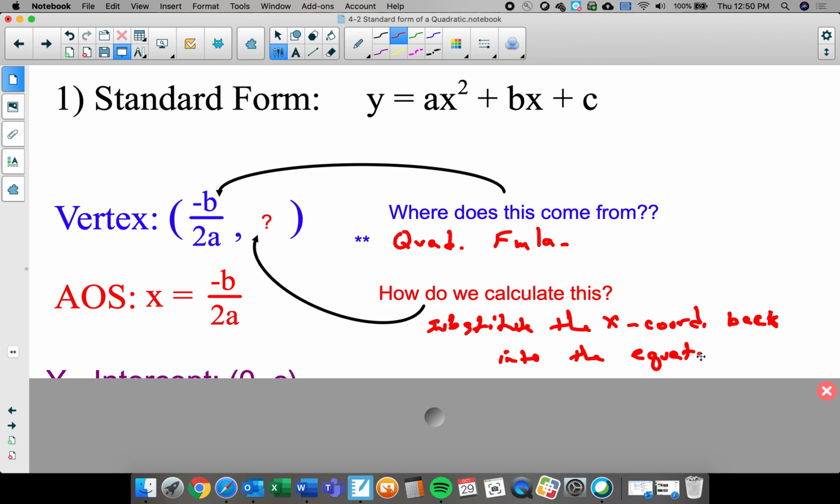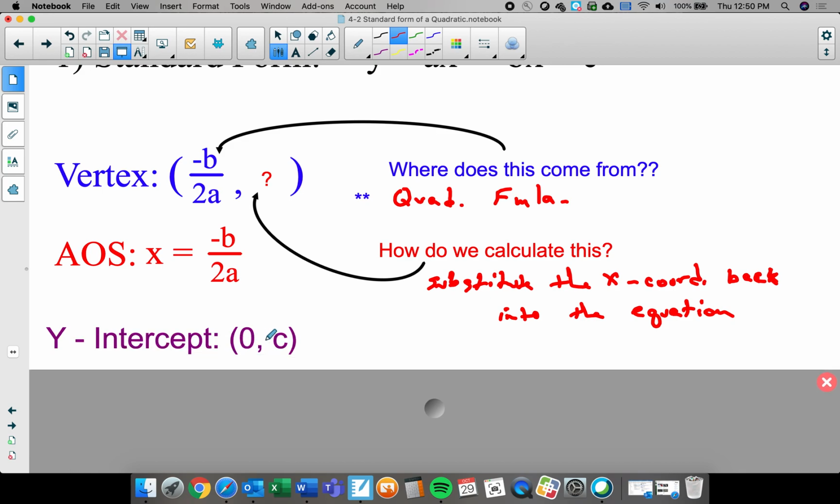And that will give you the corresponding y coordinate. So opposite of b over 2 times a to get the x coordinate, and then again, plug it back in, find the corresponding y coordinate. Axis of symmetry, just like before, is x equals whatever the x coordinate is. Before it was x equals h, now it's x equals opposite of b over 2a.